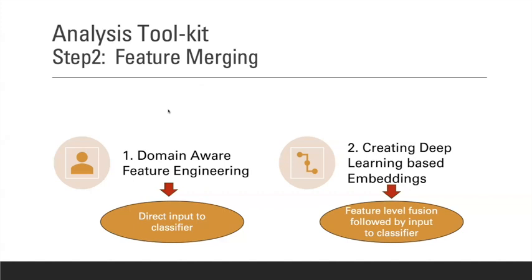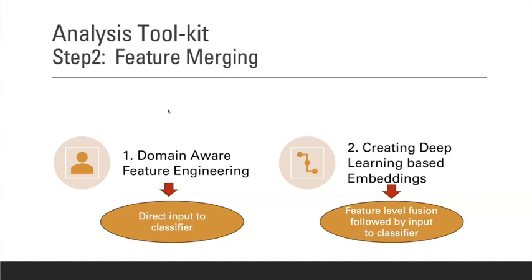The second step, once the unimodal features have been extracted, is how do we combine these features? In the first method, which is more domain-aware feature engineering, usually the number of features is limited, and we can directly input the extracted features into some kind of a classifier. And this is quite feasible.